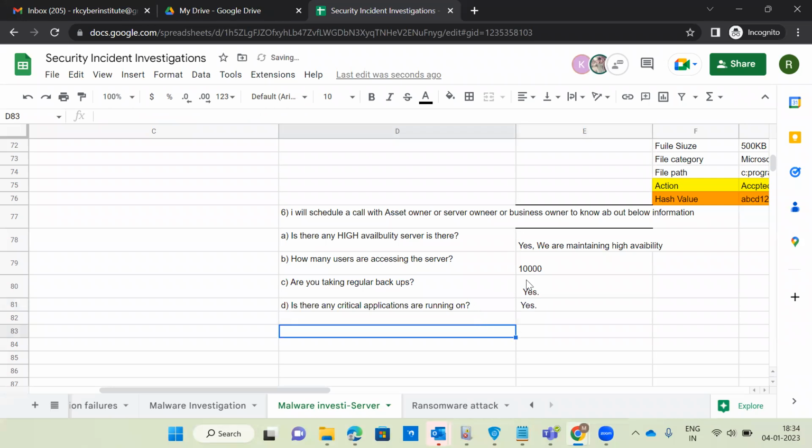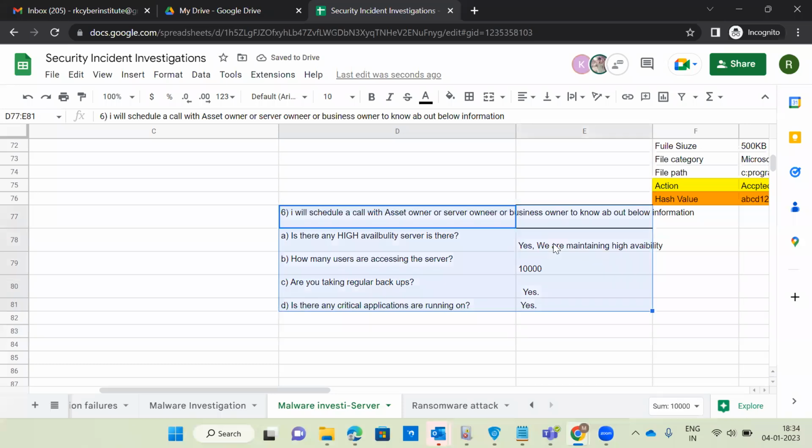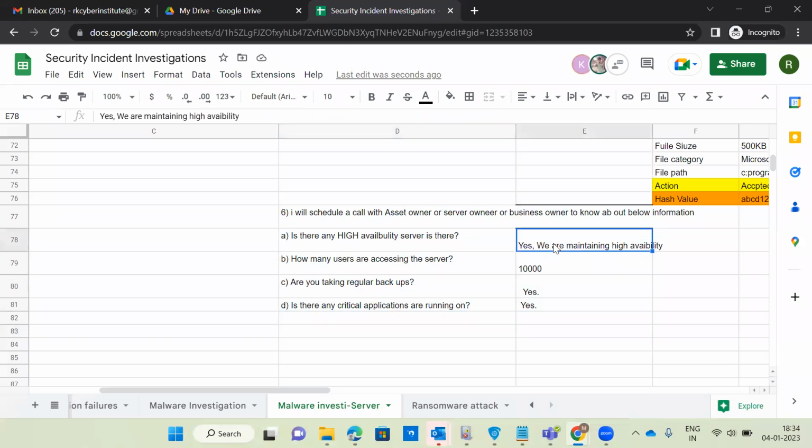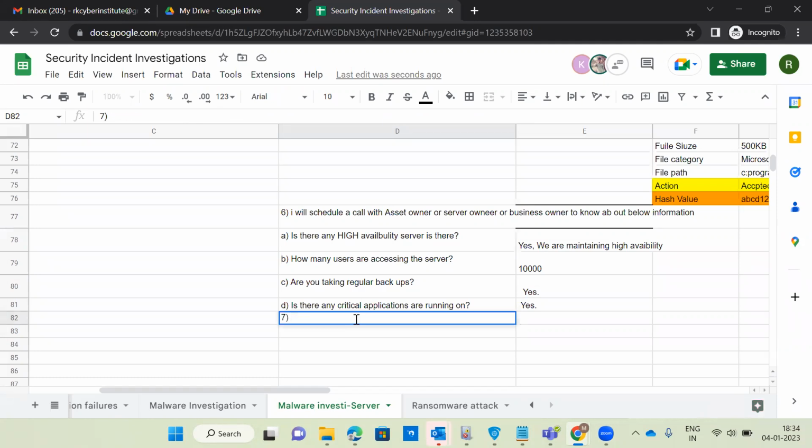After asking all these questions, based on the business owner confirmation, based on the client confirmation, a high availability server is there. A backup server is there, and we made it like a primary server. So now the seventh point is, based on client and server user confirmation and server owner confirmation, we came to know that a backup server is available.